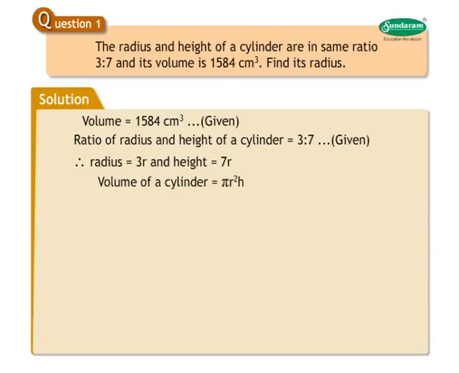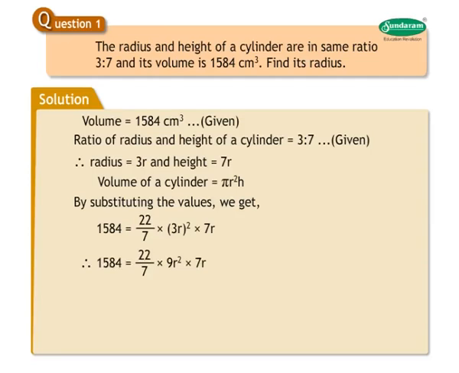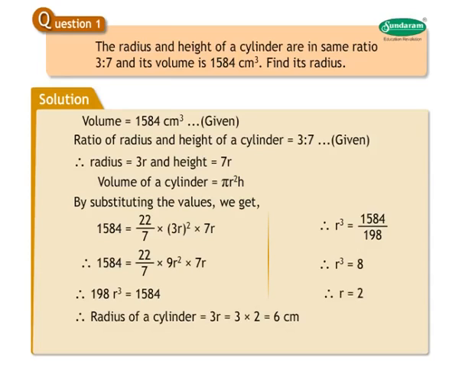Volume of a cylinder is equal to pi r square h. By substituting the values we get 1584 is equal to 22 upon 7 into 3r square into 7r. Therefore, 1584 is equal to 22 upon 7 into 9r square into 7r. Therefore, 198r cube is equal to 1584. Therefore, r cube is equal to 1584 upon 198. Therefore, r cube is equal to 8. Therefore, r is equal to 2. Therefore, radius of the cylinder is equal to 3r, that is equal to 3 into 2, which is equal to 6 centimeters. Height of the cylinder is equal to 7r, which is equal to 7 into 2, which is equal to 14 centimeters.